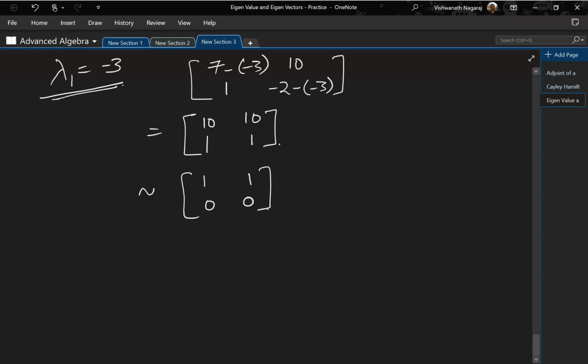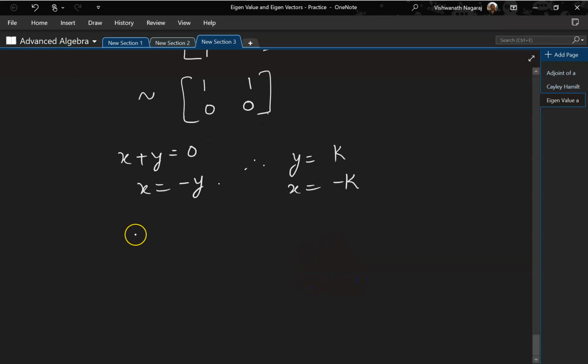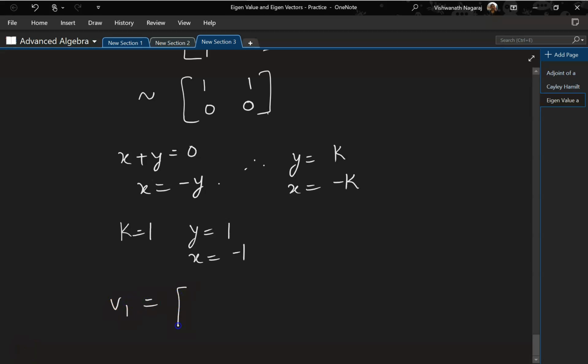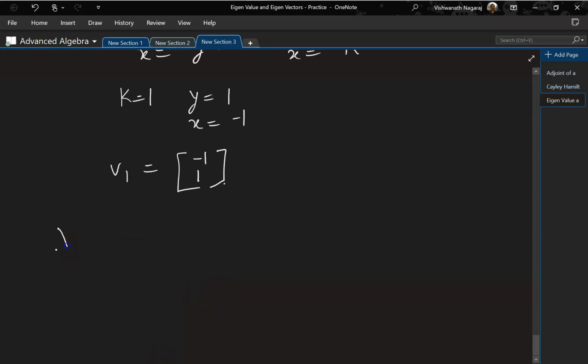Okay. So now that means x plus y equal to 0, x equal to minus y. So therefore, if y is equal to k, x is equal to minus k. And for the simplest case, where k is equal to 1, we have y is equal to 1 and x is equal to minus 1. Okay, so which means the eigenvector would be minus 1, 1.